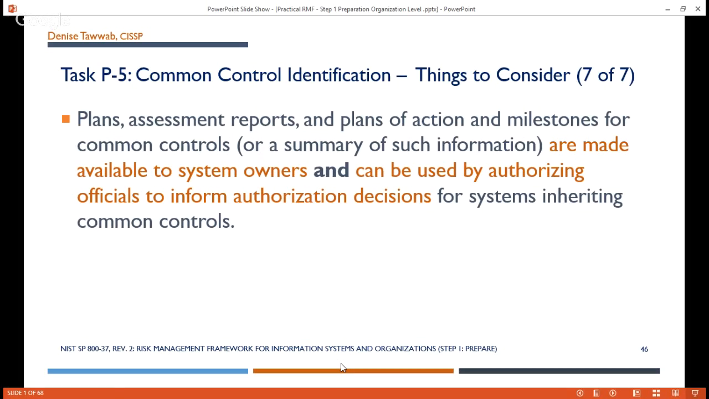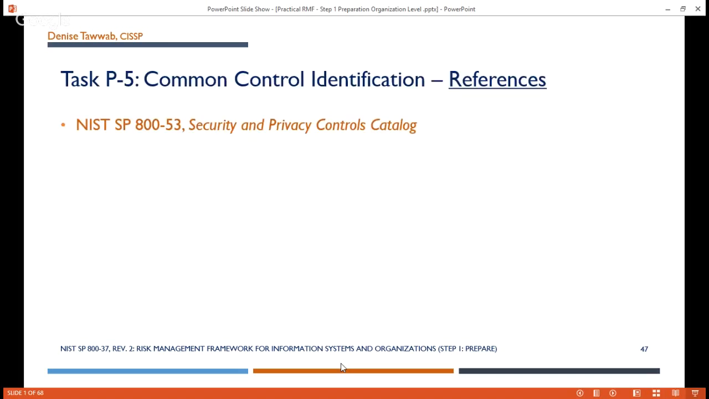Plans, assessment reports, and POAMs, plans of action and milestones for common controls, or a summary of that information, is made available to each system owner and can be used by the authorizing official to inform the authorization decisions for systems that inherit the common controls. For common control identification, task P5, the document that you're going to use is 853.